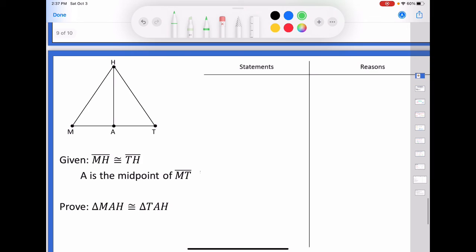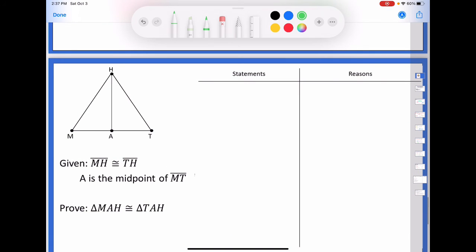So we've talked about how to use those three new methods by looking at pictures and determining if they're congruent or not, or what you need to use those methods. Let's actually practice doing it in a proof. Here we have our triangle, and we're given MH is congruent to TH. A is the midpoint of segment MT, and we're proving triangle MAH is congruent to triangle TAH.